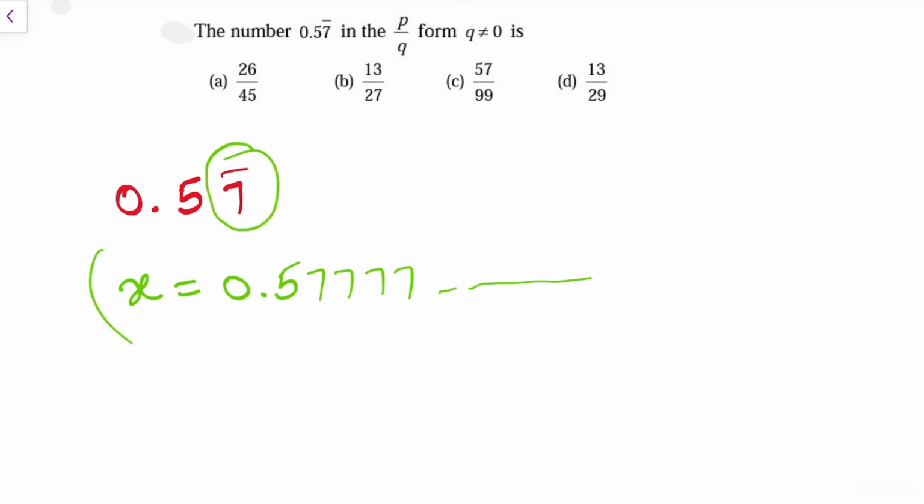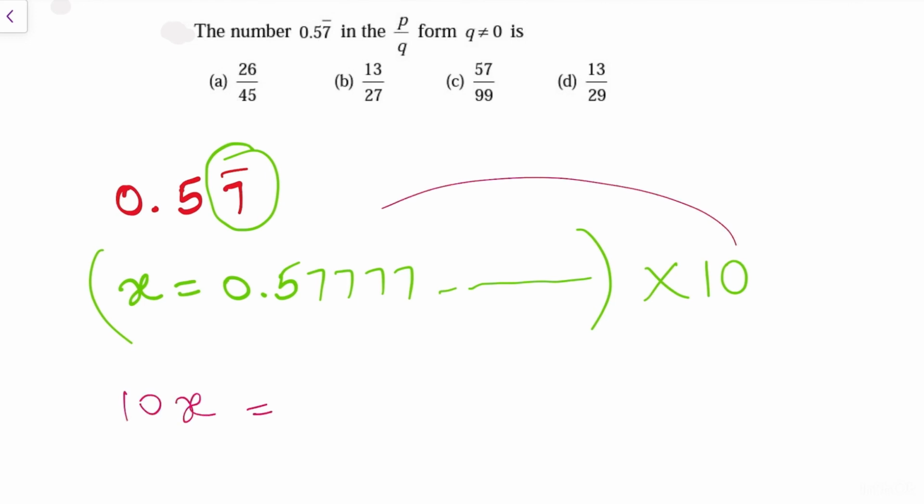So that's why we need to multiply this total equation with 10. If 2 digits are repeated, we multiply by 100. If 3 digits are repeated, 1000. If 4 digits are repeated, 10,000. Like that we need to multiply. So now let us check what happens. 10x equals 10 into 0.57777 and so on. When you multiply a decimal with 10, there is 1 zero, so the decimal will move 1 digit towards the right side. Then it will become 5.777 and so on.